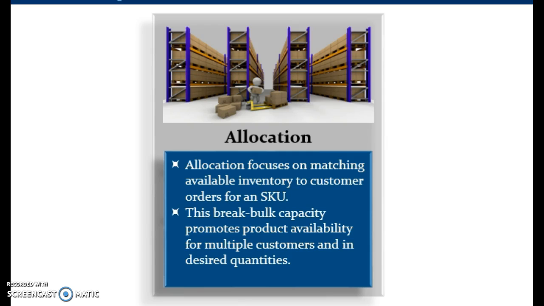Allocation focuses on matching available inventory to customer orders for an SKU. The order is compared to inventory levels and available units are retrieved from storage according to the quantity requested by the customer. This break bulk capacity promotes product availability for multiple customers and allows them to purchase needed quantities rather than excess volume that is not desired.